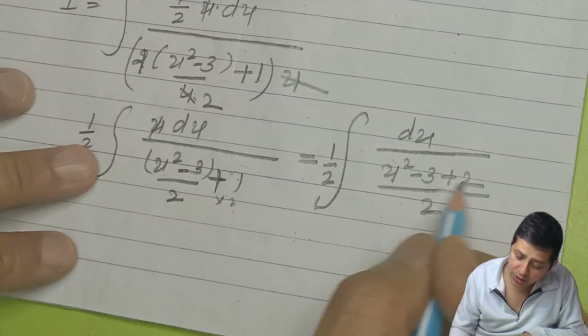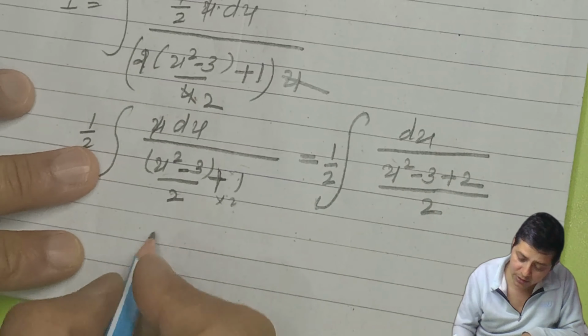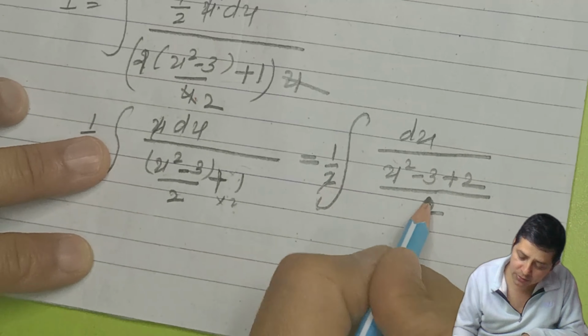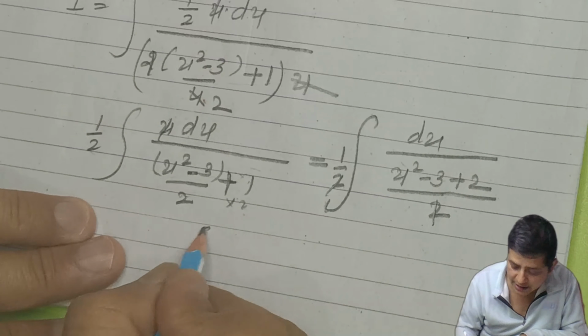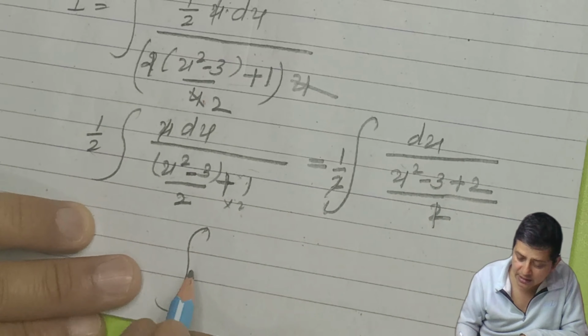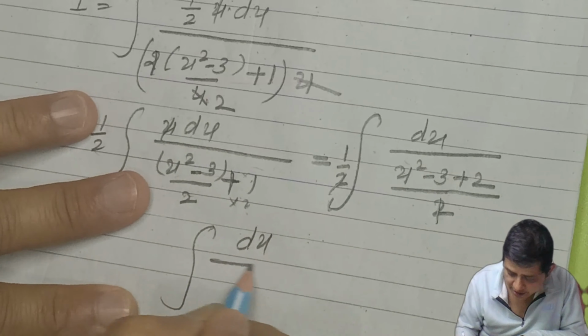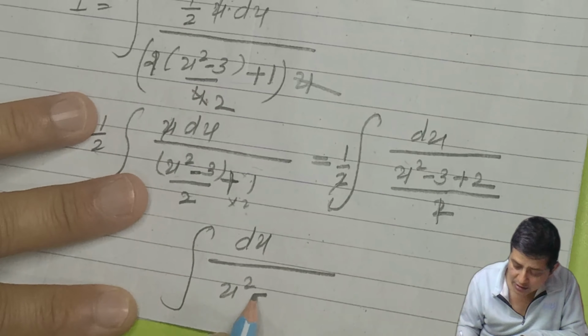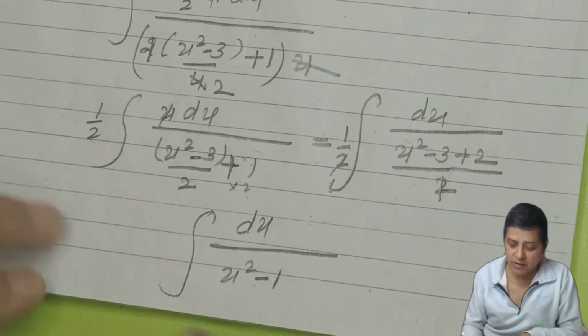Okay, and now you can cancel this too. It doesn't matter now anyway. So after this, you can cancel du by. Now we get u square minus 1. So that's what the result was. This is the final result.